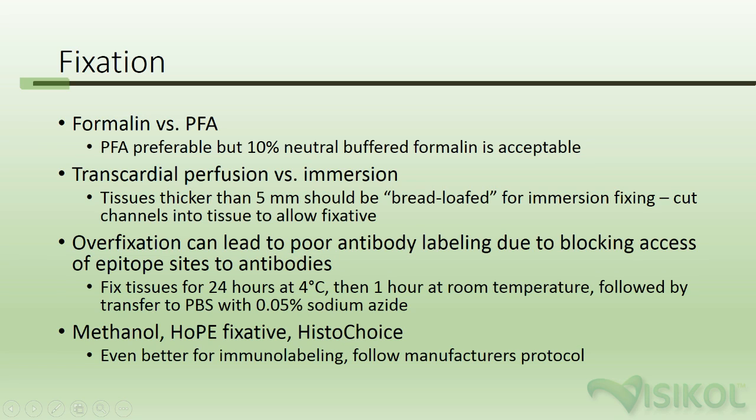Overfixation of tissues can lead to poor antibody labeling due to blocking access of epitope sites to antibodies. The ideal fixation technique involves fixing tissues for 24 hours at 4 degrees C, then 1 hour at room temperature, followed by transfer to PBS with 0.05% sodium azide as a preservative. Methanol, Hope Fixative, and HistoChoice are even better for immunolabeling. You should follow the manufacturer's protocol for these techniques.